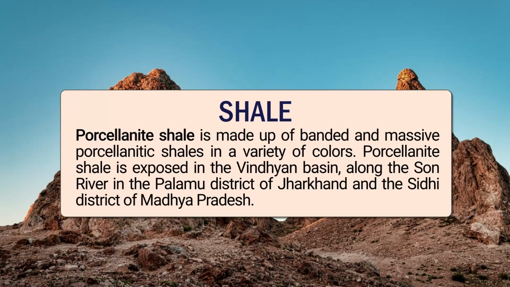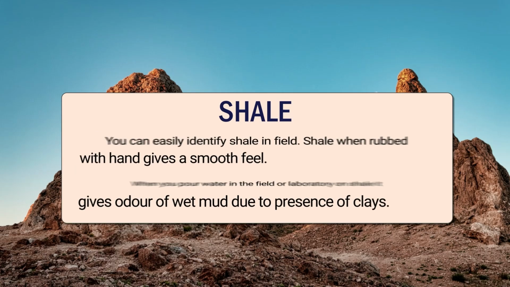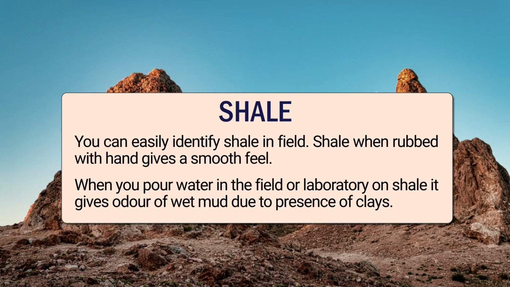This porcellanite shale is made up of banded and massive porcellanite shales in a variety of colors. They are exposed in the Vindhyan basins along the Son river in the Palamu district of Jharkhand, and also they are found in Siddhi district of Madhya Pradesh. So, you can easily identify shale in the field.